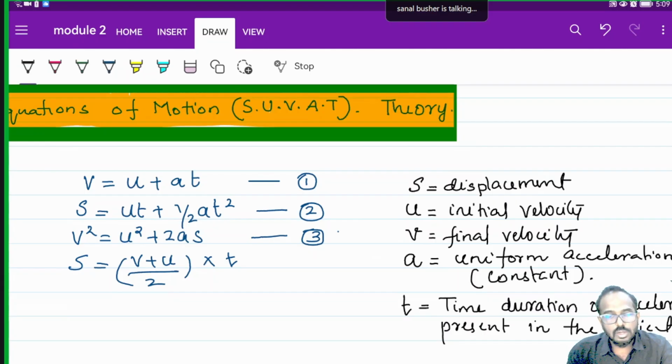If time is not at all given in the question, then only one equation is there. You can directly go for v squared is equal to u squared plus 2as. Understood? If you remember these points, you can select the appropriate equation required for the given question. When we do the questions, we will practice how to select the equation. In this video, I will explain the theory only.